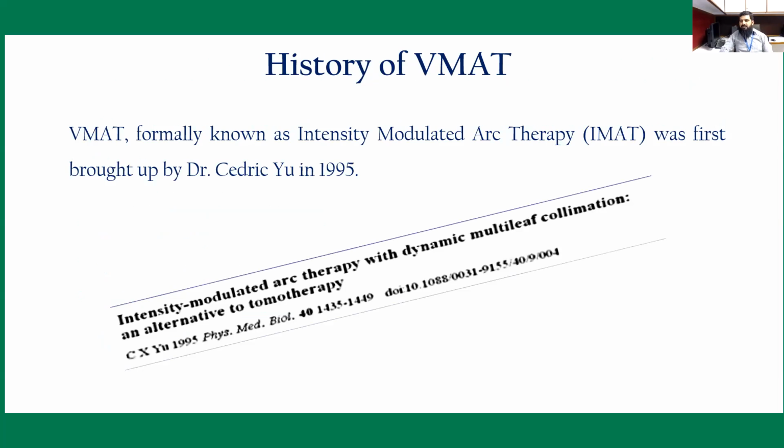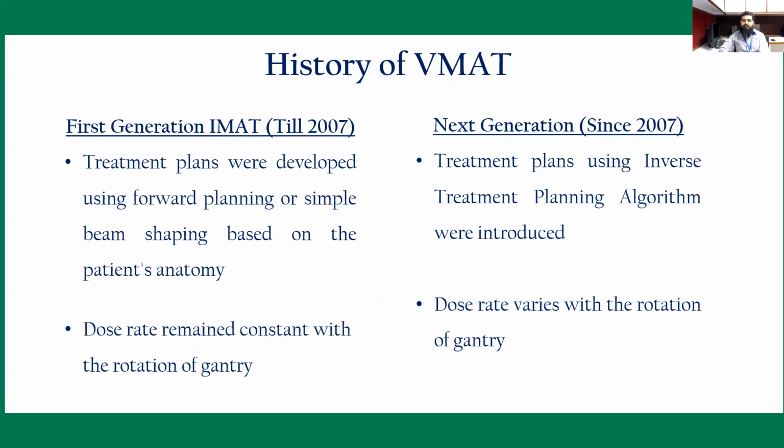Formerly, it was termed IMAT, intensity modulated arc therapy, which was described by Dr. Cedric Yu in 1995 in his paper. In IMAT, we had the limitation that the dose rate remained constant during the rotation of the gantry. It was termed the first generation until 2007, when they introduced variable dose rate in IMAT. Then the next generation came into being since 2007, where the dose rate varies with the rotation of the gantry.